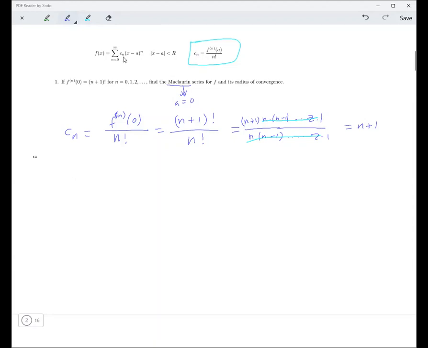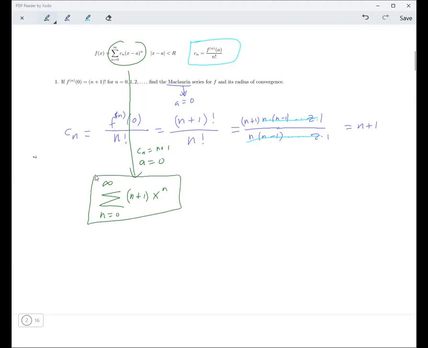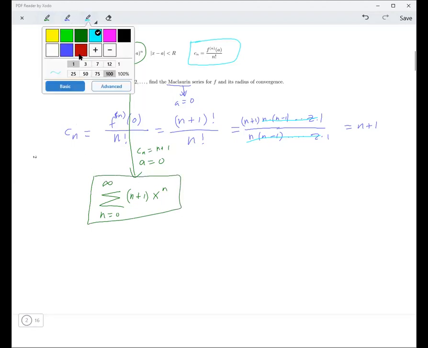Therefore, you just plug into here, and you have the sum from n equals 0 to infinity of n plus 1 times x to the n. So you're just setting cn equals n plus 1, and a is equal to 0 in this formula here, and that's what you get for the first part. Now it's also asking what's the radius of convergence.